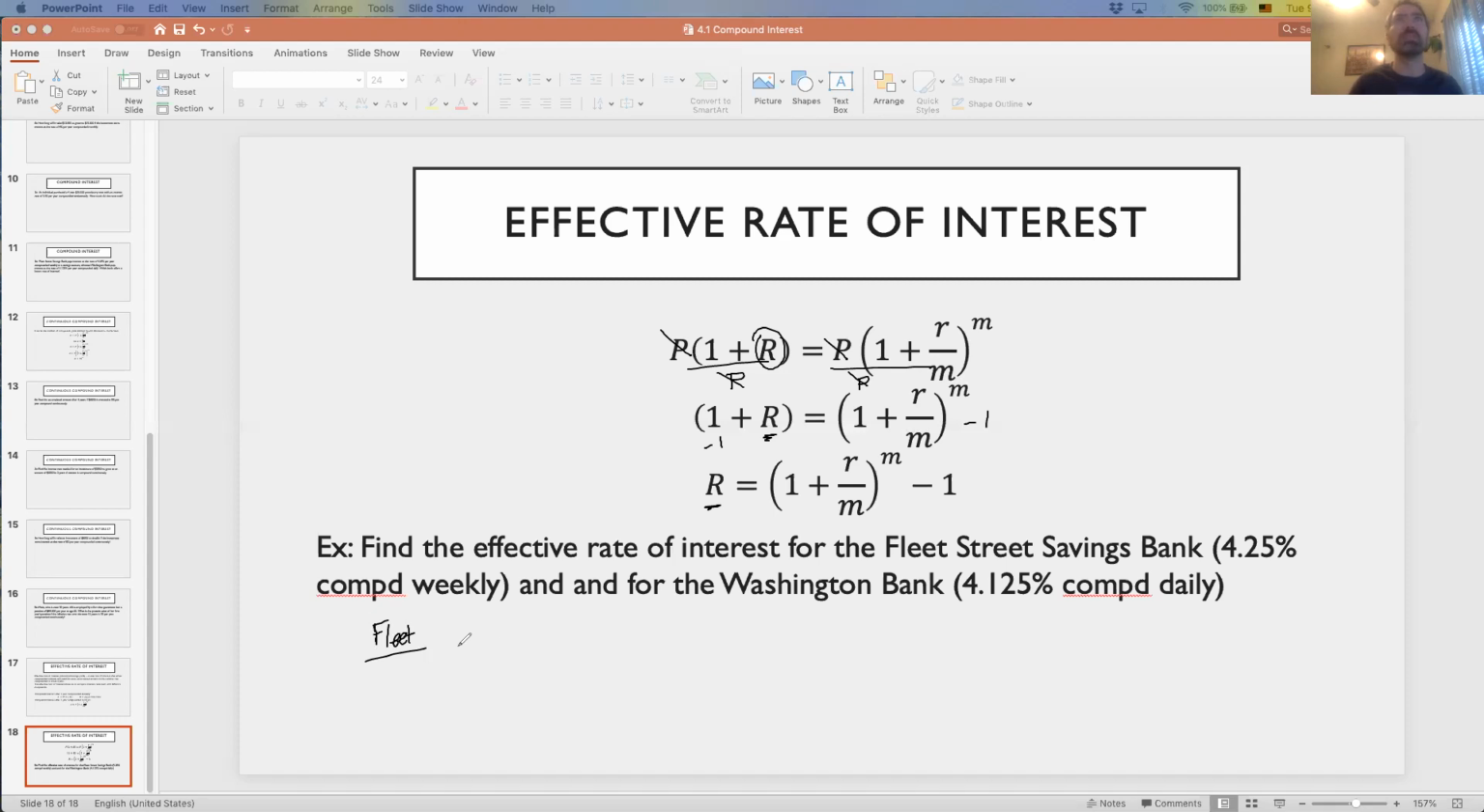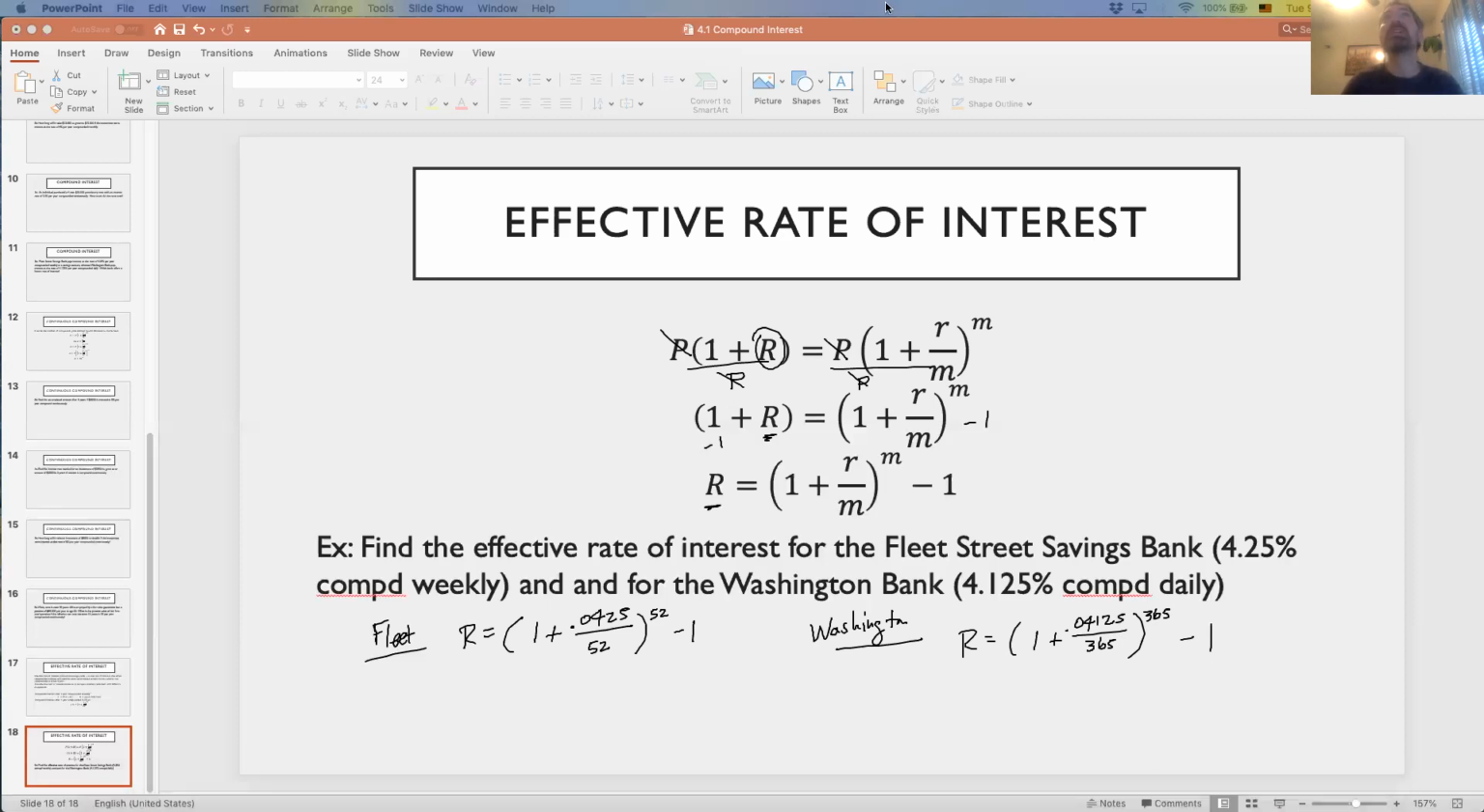All right, so for the Fleet Street, what is the effective rate of interest? So we're going to say that R is 1 plus the interest rate of Fleet Street Savings, 4.25 or 0.0425, divided by compounded weekly, M is 52, minus 1. Okay, I'm going to set up the formula for Washington as well. R is equal to 1 plus 0.04125 divided by compounded daily, 365 days in a year. Some places you'll see that they use 360 instead. We're going to use the traditional 365 days in a year for compounded daily.